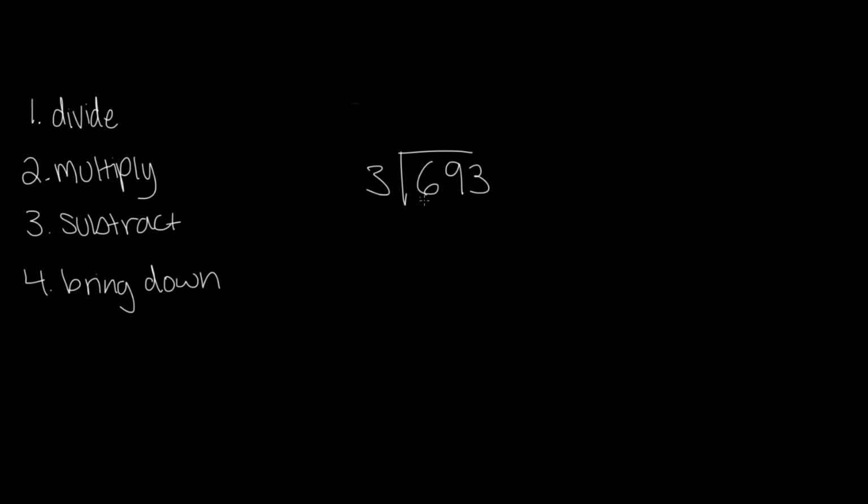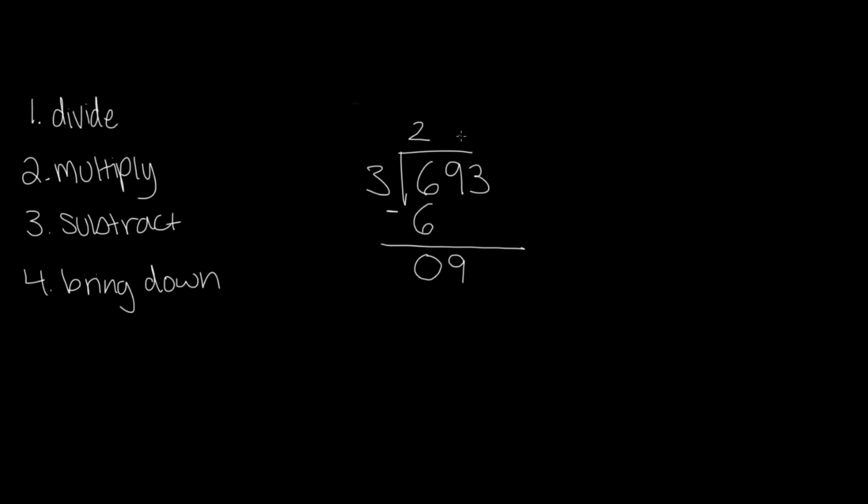So let's say we had the number 693 and we were dividing it by 3. So we would first divide the 6 by the 3 to see how many times the 3 could go into the 6. So we'd get 2. Then we'd multiply. 3 times 2 is 6. Then we would subtract. So 6 minus 6 is 0. And then we would bring down the next number, 9. And then you just repeat the entire process.